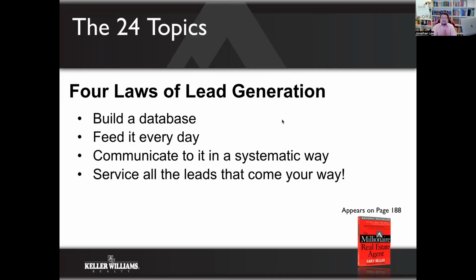Okay, so the laws of lead generation: build a database, feed it every day, communicate to it in a systematic way, and service all the leads that come your way. The goal is to build a database as big as you can, and there will always be not enough database. Database is a constant thing.